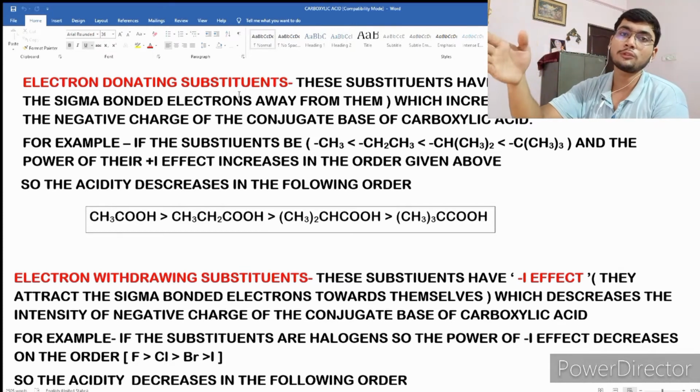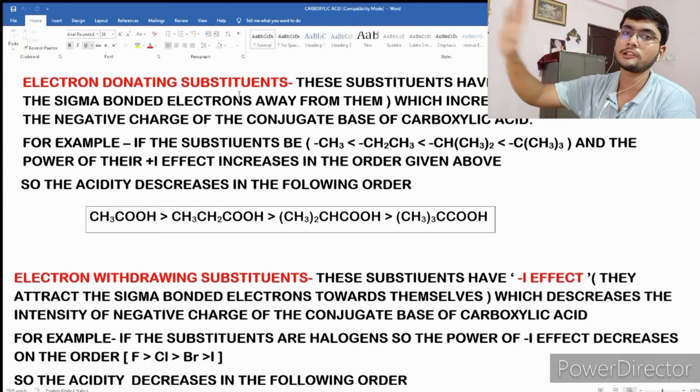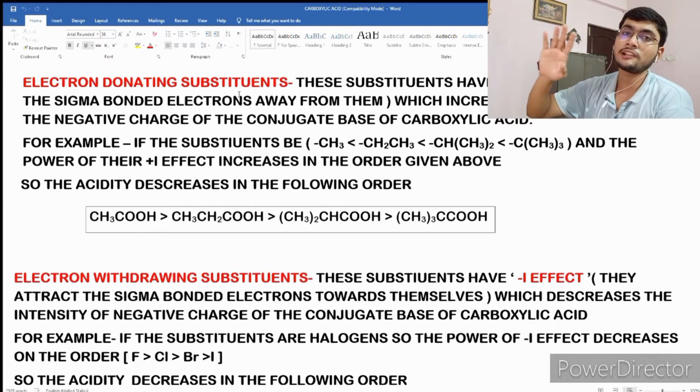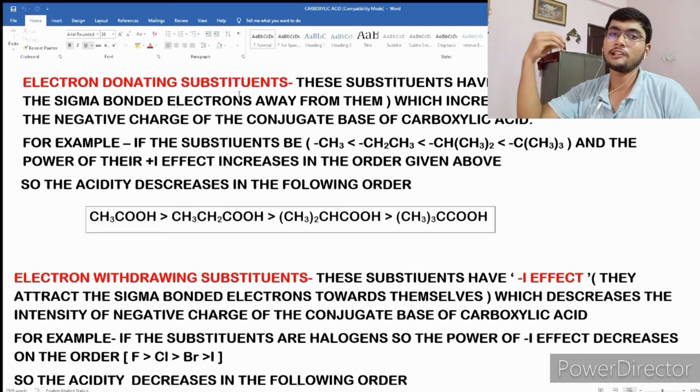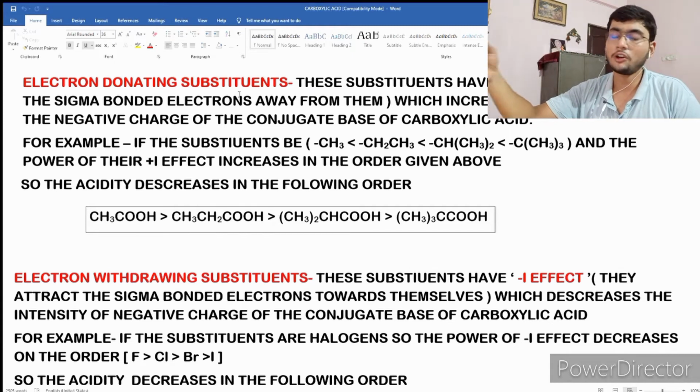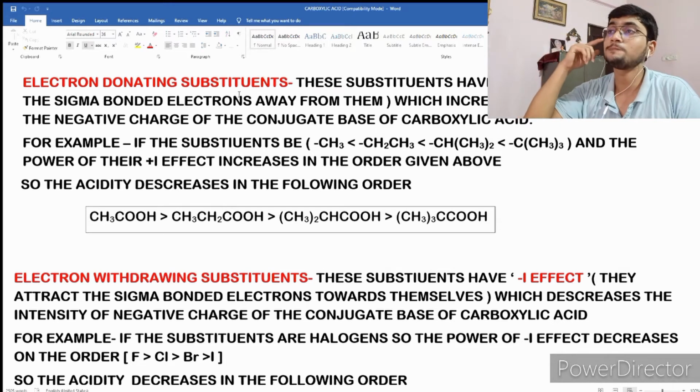How? Because these groups will shift the sigma bonded electrons toward the carboxylate ion, which means that they will generate a partial negative charge on it. The carboxylate ion already has a negative charge, and another partial negative charge is getting developed over it. So the intensity of the negative charge will get intensified. This means that they will destabilize the conjugate base, and so they will decrease the acidity of carboxylic acid.